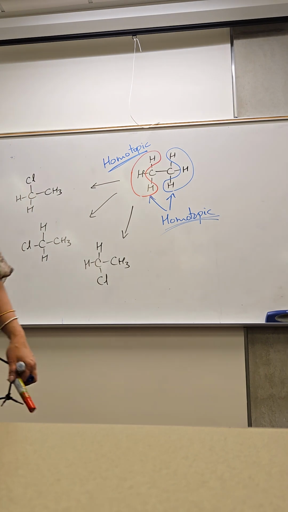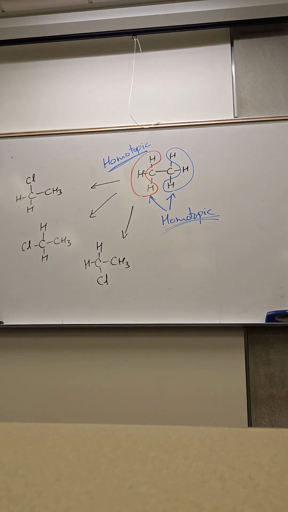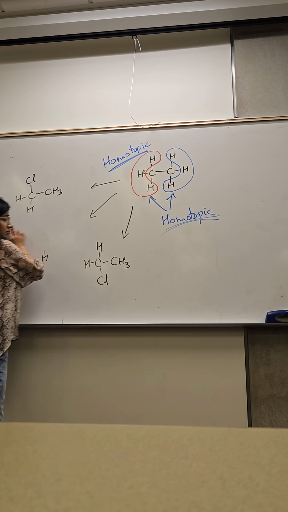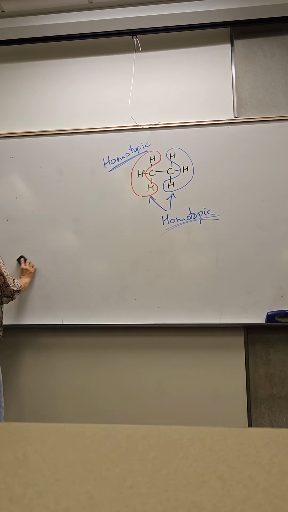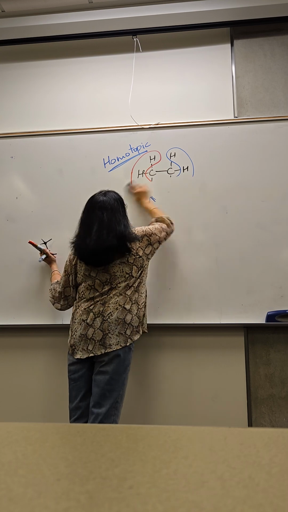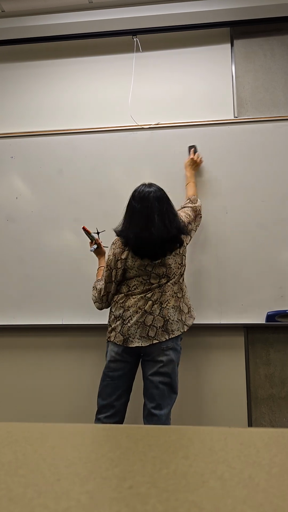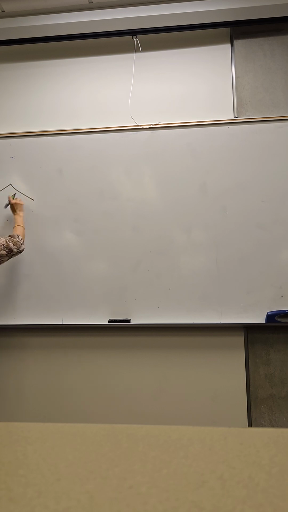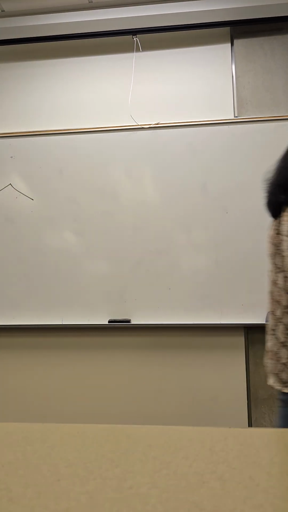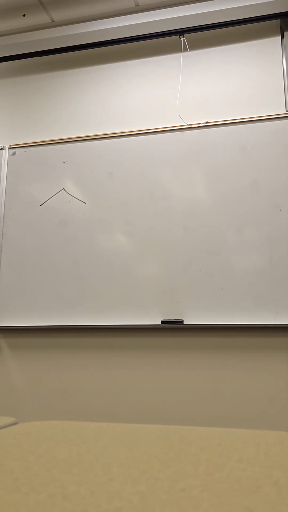So how many proton NMR signals should ethane show us? One, because they're all identical. Is that okay? Cool. Then what about propane? Let's extend the same concept here. How many proton NMR signals should propane show us?